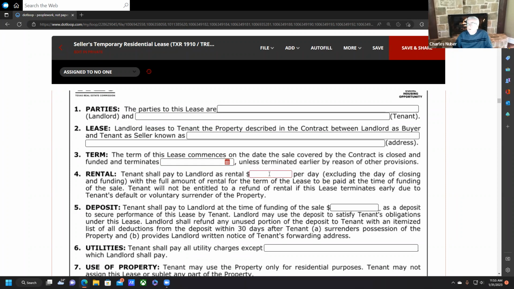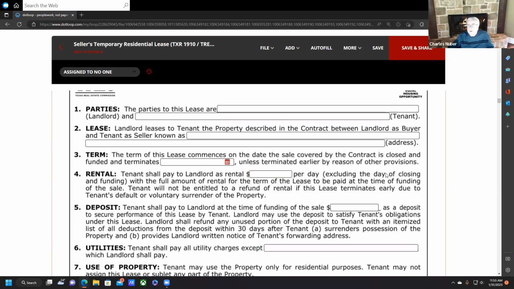Now, there's two schools of thought here. How many of you did free leases last summer when the seller wanted a few days to move out? One school of thought is, in order for there to be a legal binding contract, which is what this is, there has to be consideration. So if there's not going to be any charge, do you have a legal binding contract? Talk to your attorney.